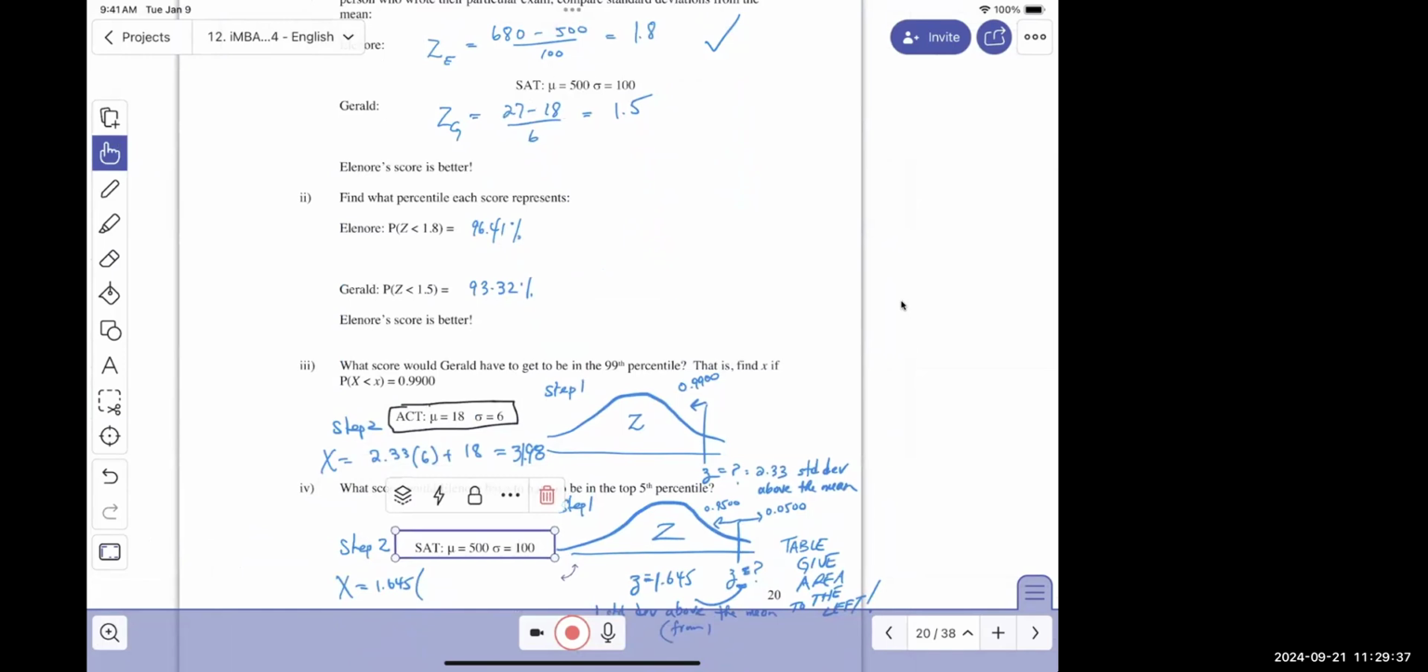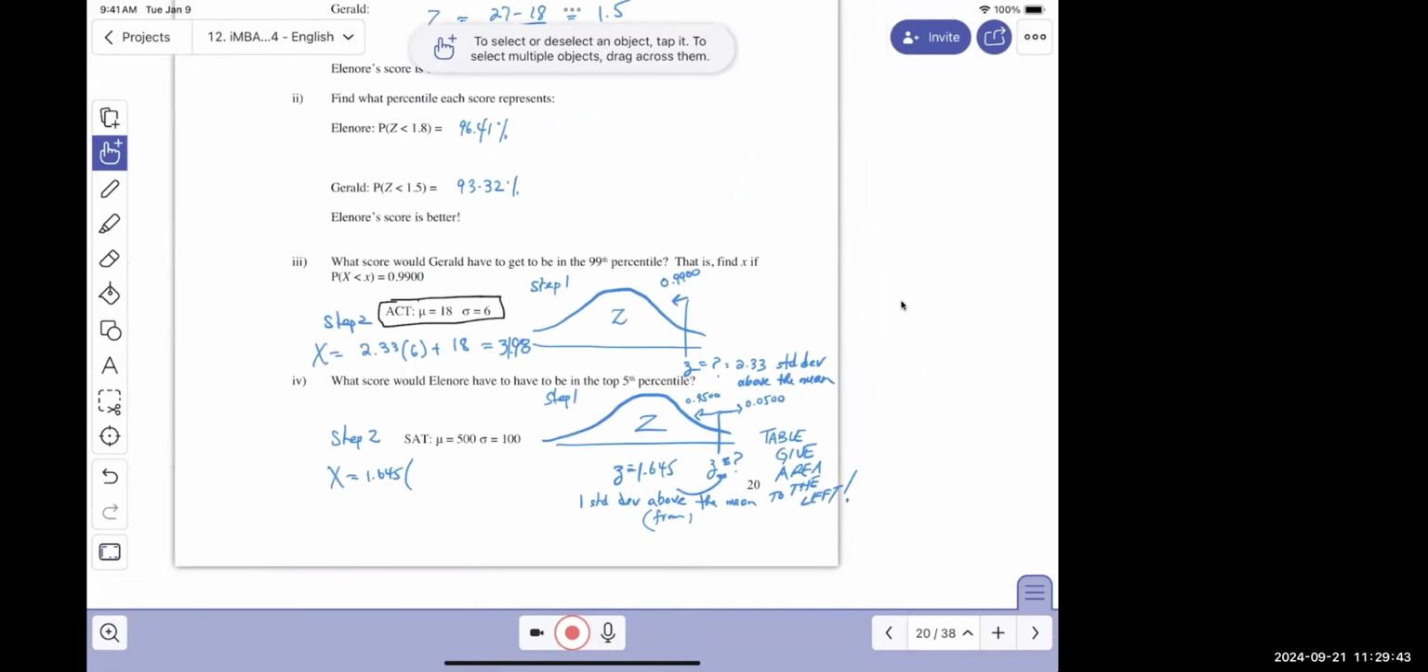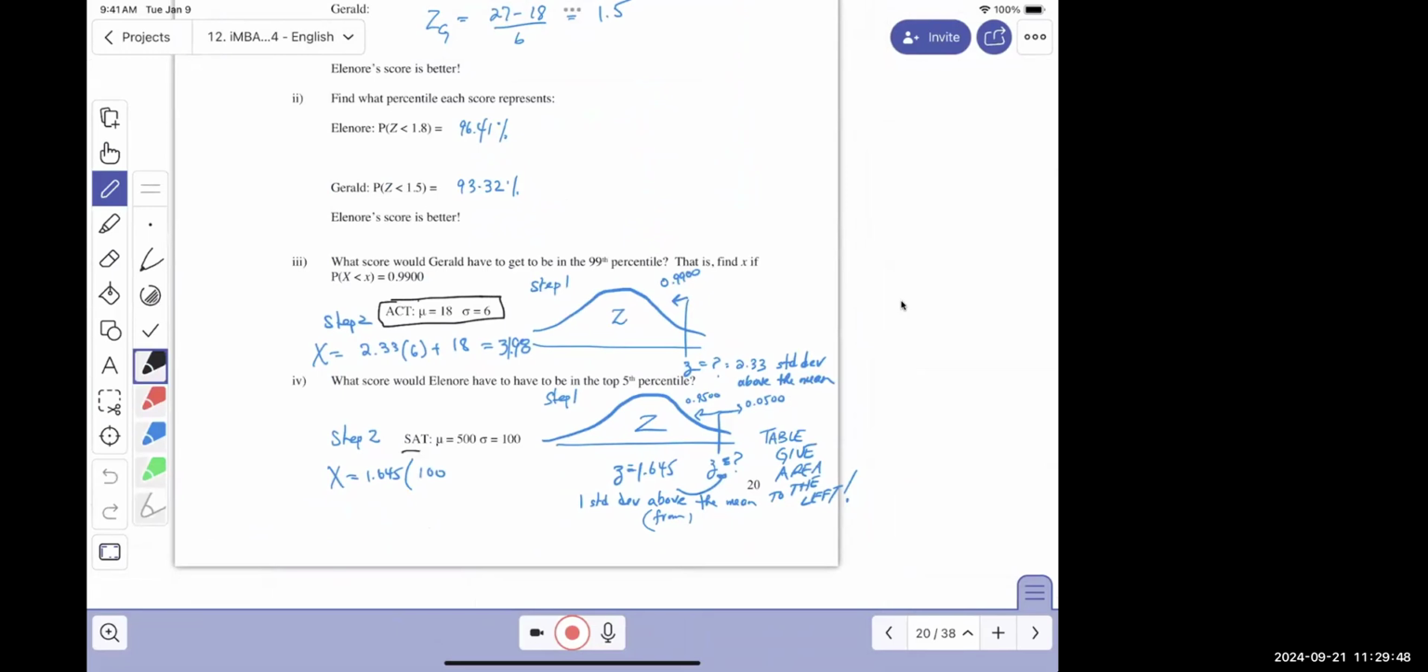All right, Eleanor. So it's 1.645. Standard deviation is 100, plus 500. And that's what she needs to get to be in the 95th percentile. But she's already above it. Anyway, it's just for us to practice. So we multiply 1.645 times 100 plus 500, which is 664.5. And that's that.